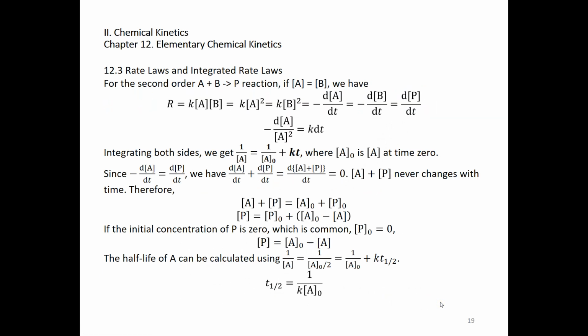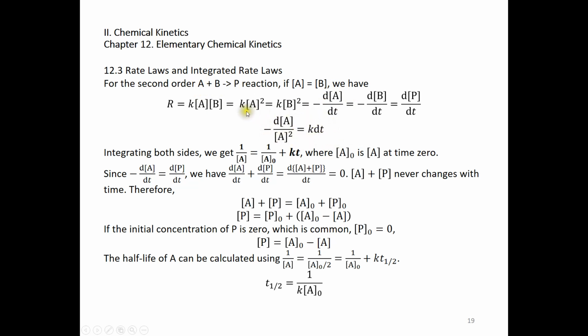There's another type of second order reactions from A plus B to P. In this case, if A equals B, so if we use the same amount for A and B, then we have this equation. R is k times A times B, but since A equals B, so it's k A squared or k B squared, either way. And the consumption rate is this, and this is the production rate. Note that we do not have 1/2 in front of dA over dt, because look at this coefficient, it's a 1-to-1 ratio.